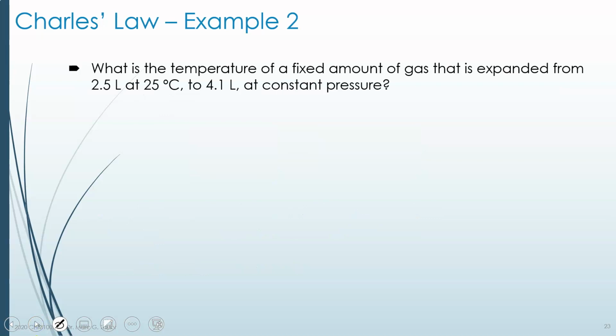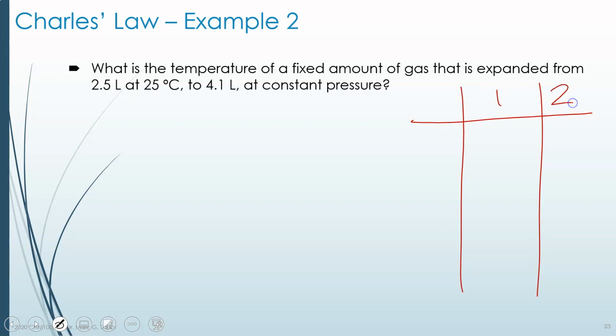Let's look at another problem. What is the temperature of a fixed amount of gas that is expanded from 2.5 liters at 25 degrees C to 4.1 liters, all done at constant pressure? Well, again, we're going to make our table. We have our before condition, we have our after condition, P, V, N, and T. It's a fixed amount, it's a sealed container. Those two are equal. The pressure is constant. Pressure 1 is equal to pressure 2.